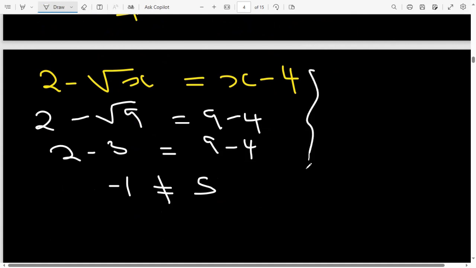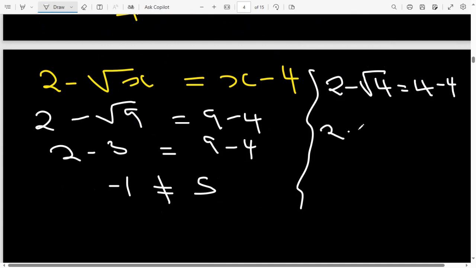Okay, let's test 4 to see if it works. So 2 minus root of 4 is equal to 4 minus 4. So this would be 2 minus, what is the root of 4? It is 2, is equal to 4 minus 4 is 0. 2 minus 2 is 0. So this one works here.